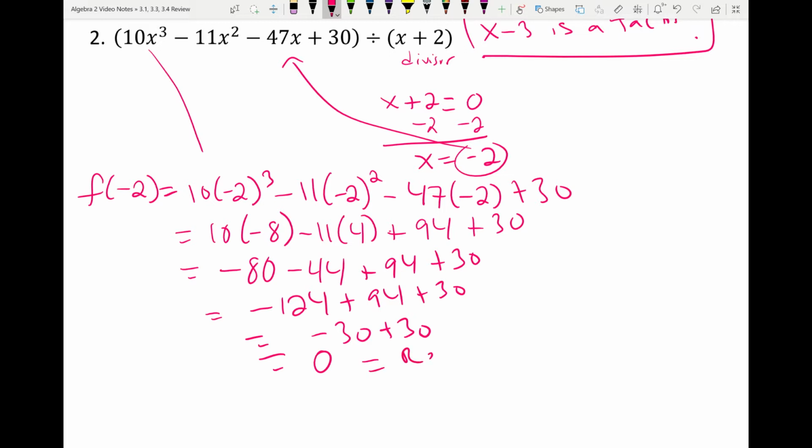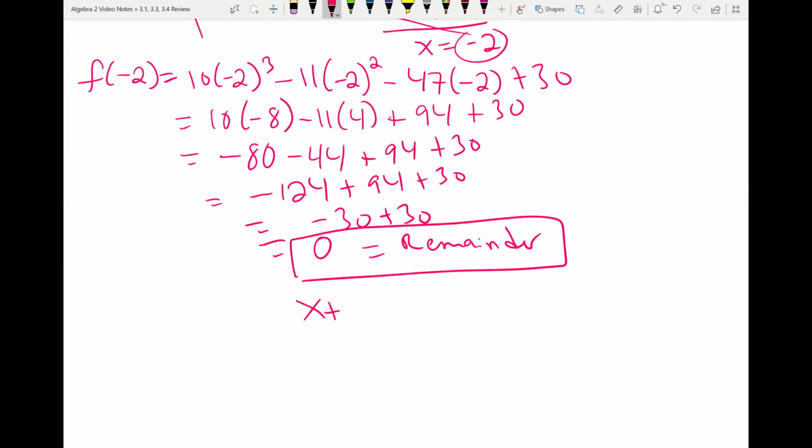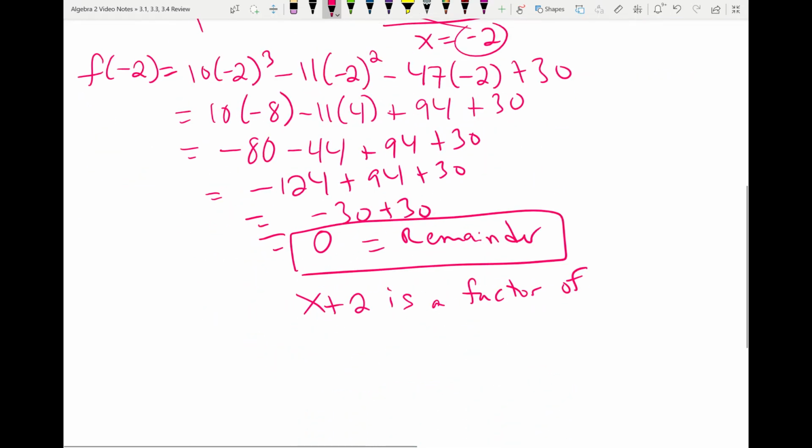So our remainder is 0, which means that x plus 2 is a factor of f of x.